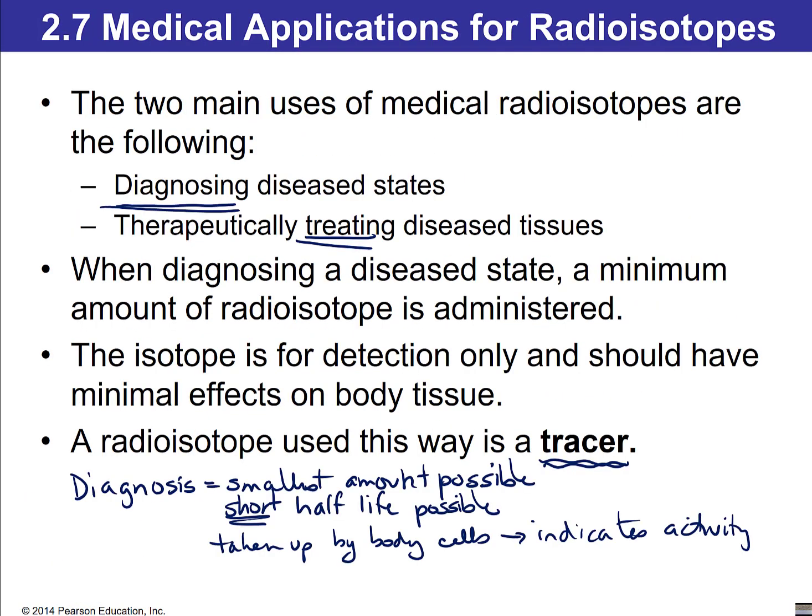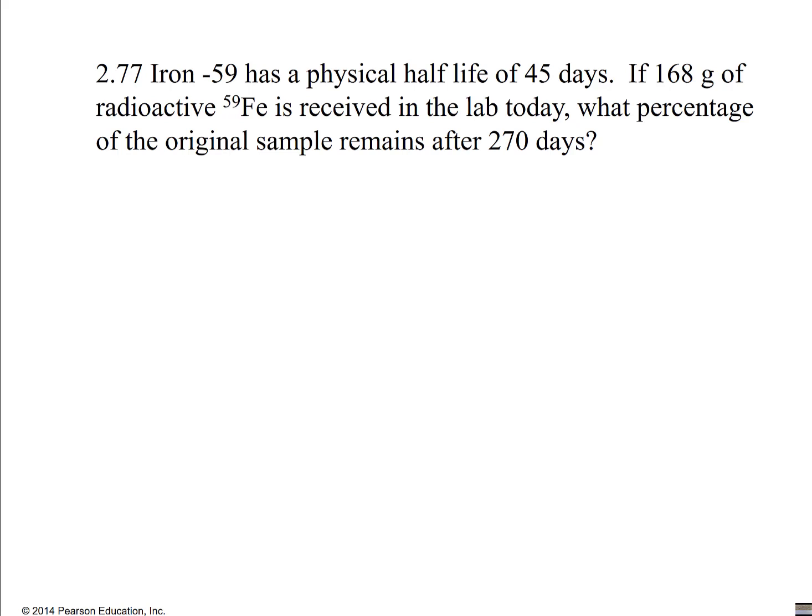Let's do another one, this one. This is actually from chapter 2, question 77. Iron 59 has a physical half-life of 45 days. If you get 168 grams of this sample in the lab, what percent of the original sample remains after 270 days? The first thing that you need to figure out is, how many half-lives have gone by? If its half-life is 45 days and you've had it for 270, then you just have to do that division.